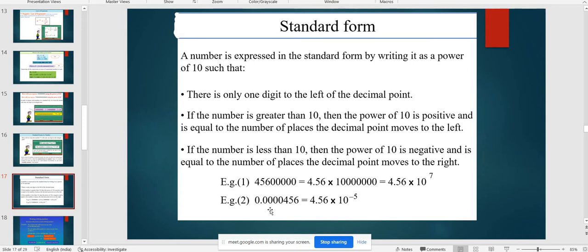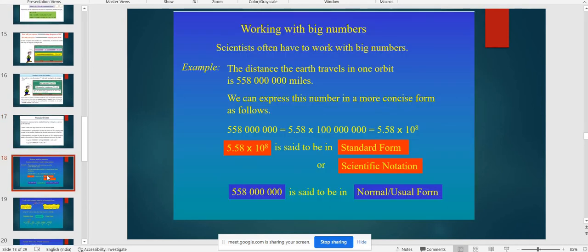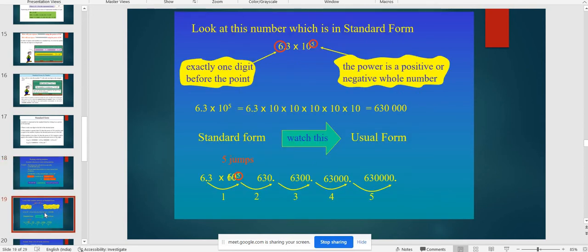But here, this number is less than what? 10. So we have to move to the right side. How many places to the right do we have to move? 1, 2, 3, 4, 5. So 4.56 into 10 to the power minus 5. Negative power you have to put. Now, working with big numbers like that, we can express them as standard form.